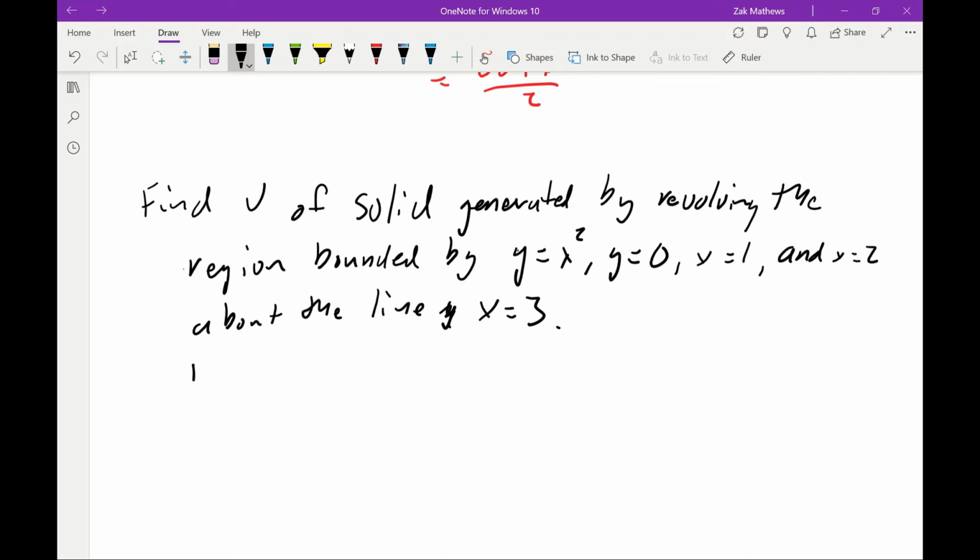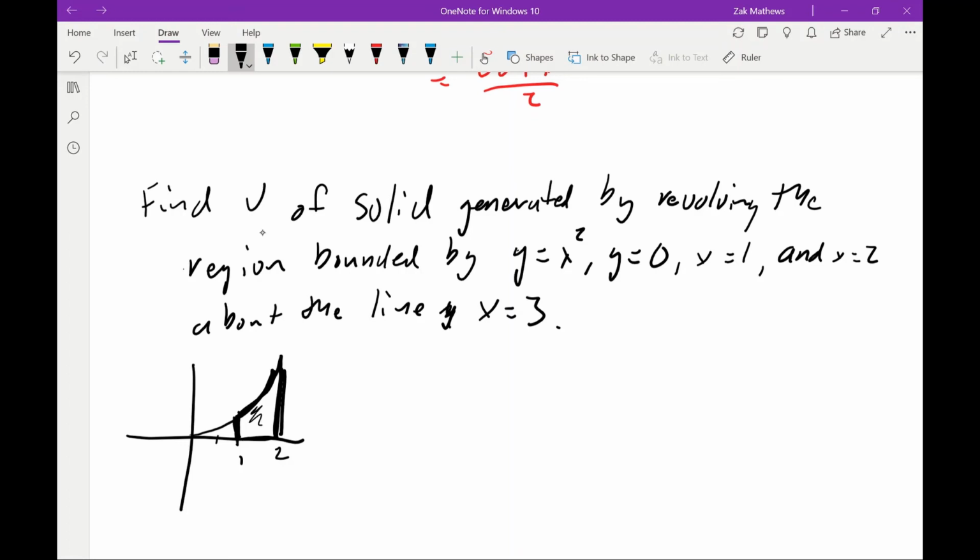So let's start with our picture. x squared, we know what that looks like. We are looking between 1 and 2. Put 1 here. 1 and 2. So we have this region right here. Of course, the curve is the upper half, and then y is equal to 0 is the lower. So we have this region right here, this shaded area.